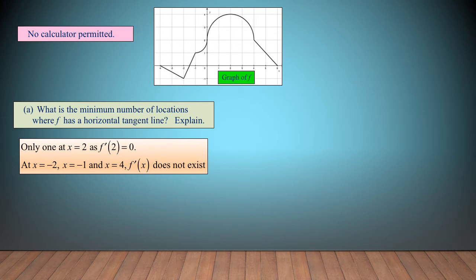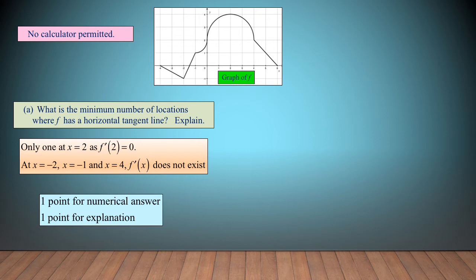The other candidates seem to be at x equals -2, x equals -1, and x equals 4. But they are either corners or cusp points, and therefore at those locations f prime of x does not exist. 2 points are allocated for this problem, one for the answer of x equals 2, and 1 point for the explanation.